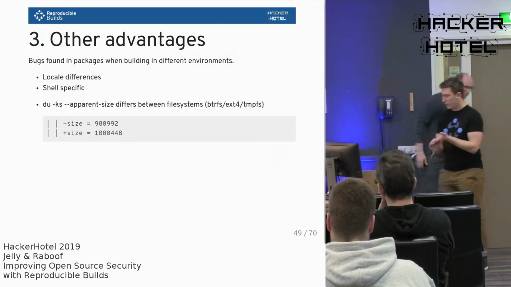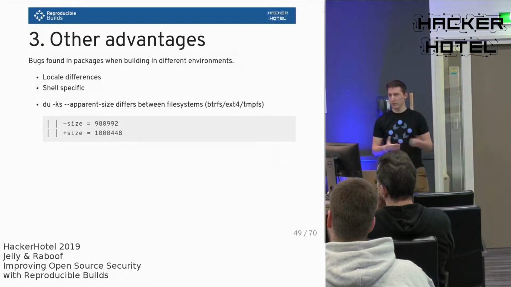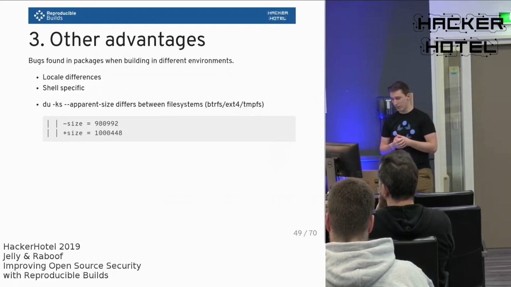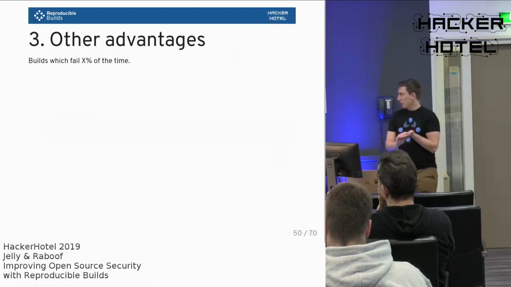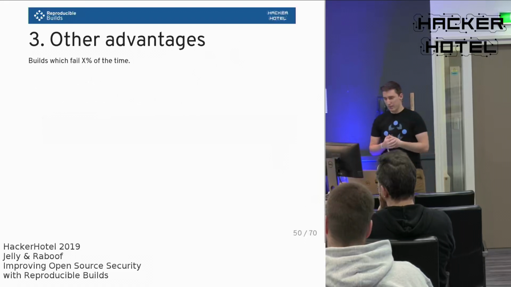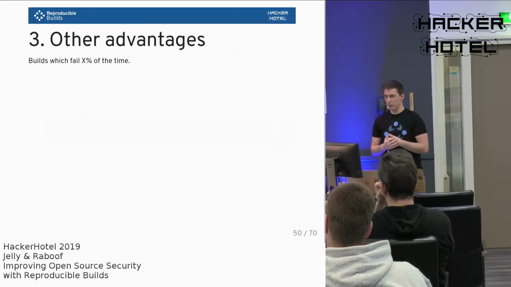Okay, sure. So other advantages are bugs found when building in different environments. For example, if you have sorting with different locales that gives different outputs, or shell-specific bugs. A bug we had in our Pacman package manager is that it calculates the size of a package, but the calculation method differs per file system, which introduced non-deterministic packages and uncovered an actual software bug. There are also builds which were found which failed X% of the time, like race conditions, or when the developer only runs it on one thread and you run it on four. Yeah, weird things can happen.